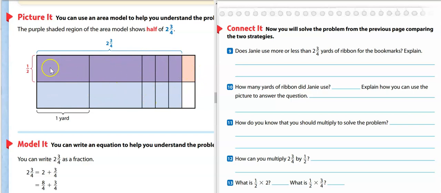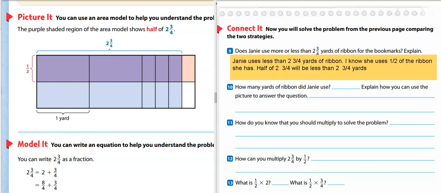Our purple area is how much she used. So does she use more or less? Write your answer in the space provided. So your constructed response should be, Janie uses less than 2 3/4 yards of ribbon. I know she uses 1/2 of the ribbon she has. Half of 2 3/4 will be less than 2 3/4 yards.